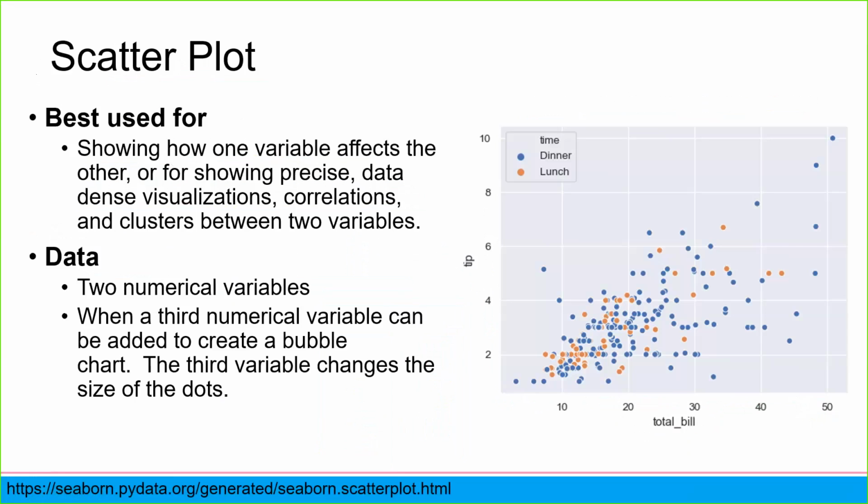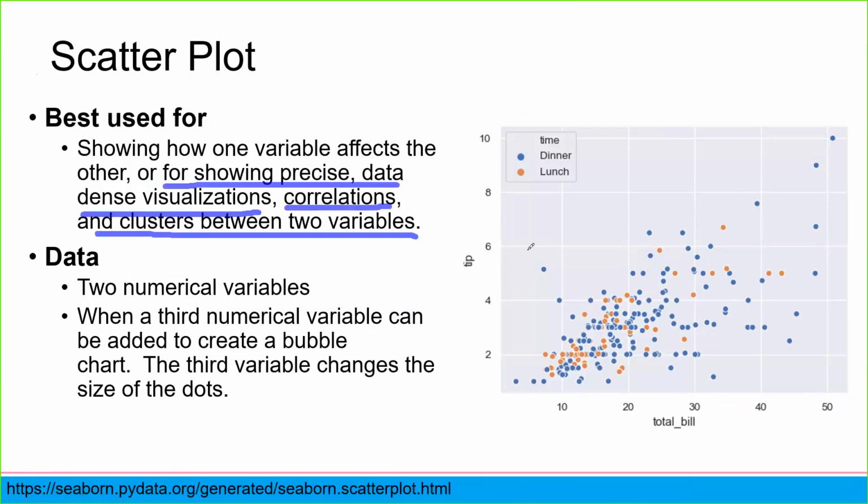Scatter plot. Scatter plot is best used for showing how one variable affects the other, or for showing precise data, dense visualization, correlation, and clusters between two variables.